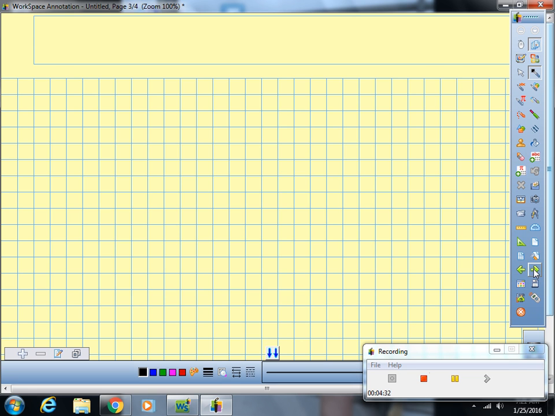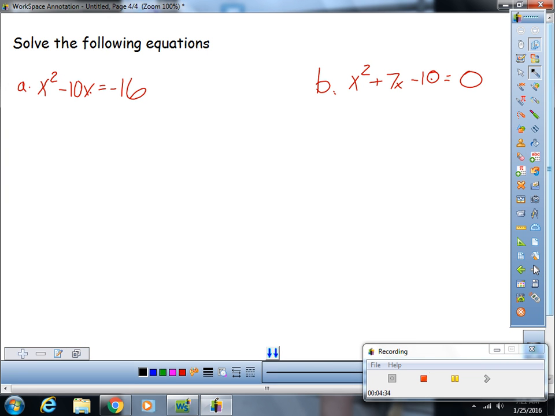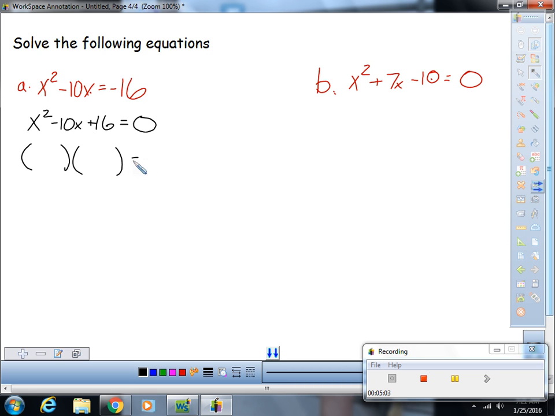Hi, graph paper. All right. So this should look familiar. What are we going to do to solve these? We're going to try to factor, okay? But we can't factor until they're in standard form. So we got to move the 16 over. And now it's a riddle. We're looking for two numbers that multiply to be 16 and add to be negative 10. So the only way things can multiply to be positive but add to be negative is if they are both what? And what is it?